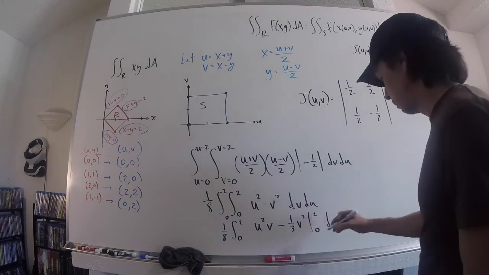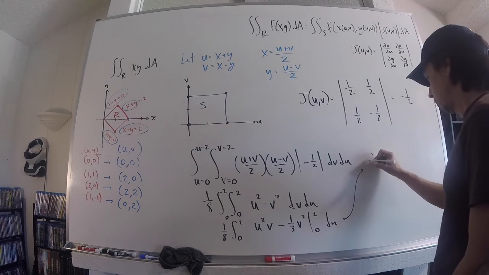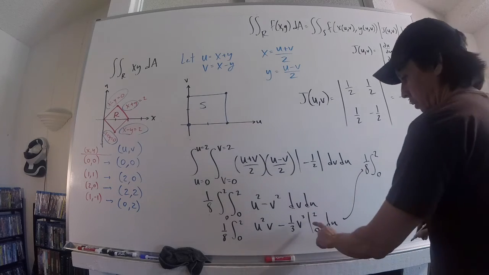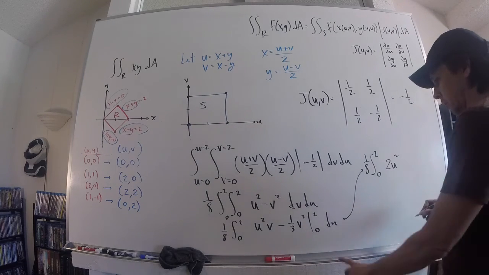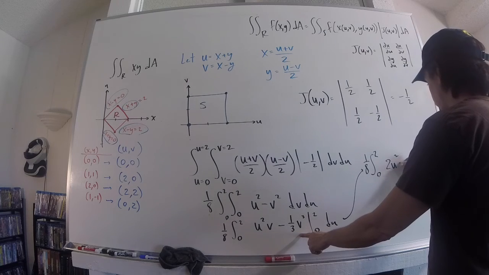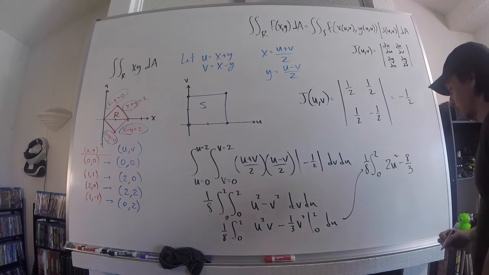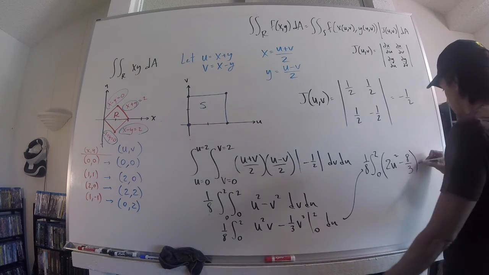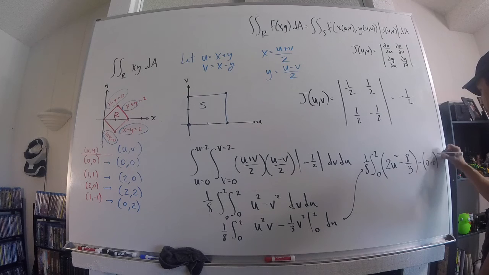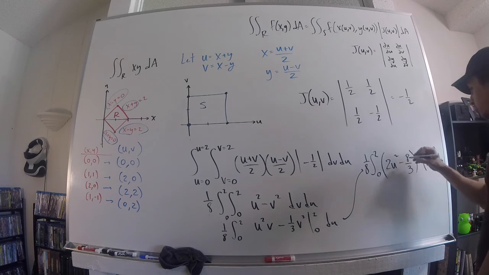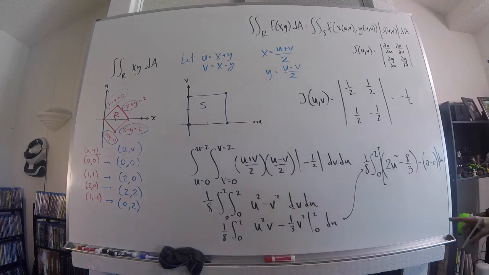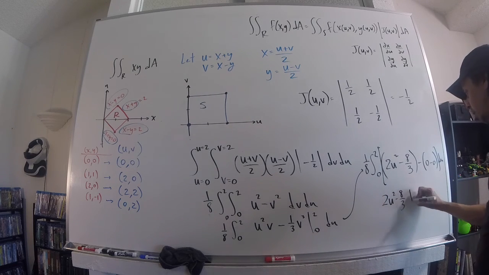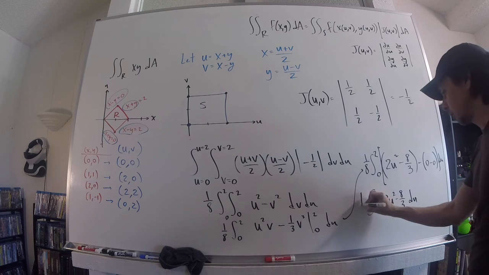Plug in for v. 2u squared minus 8/3. That's just a 2 plugged in. Then I'm going to plug in the 0. Minus 0, fortunately. And then I've got to integrate with respect to u. You've done this before, so I'm not spending much time doing it. That's the inner integration done.